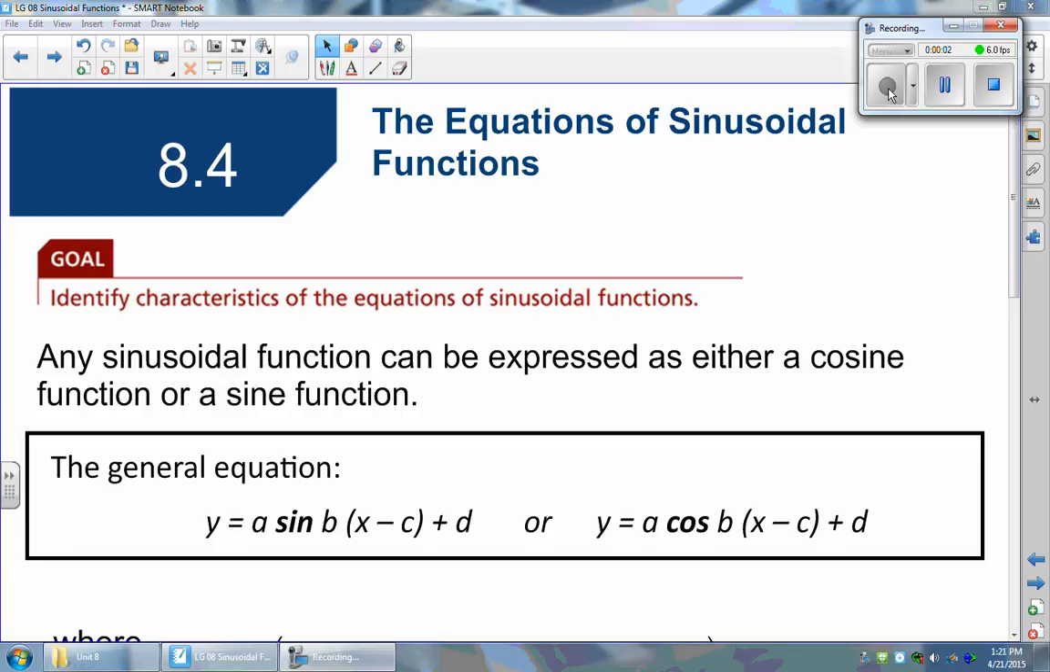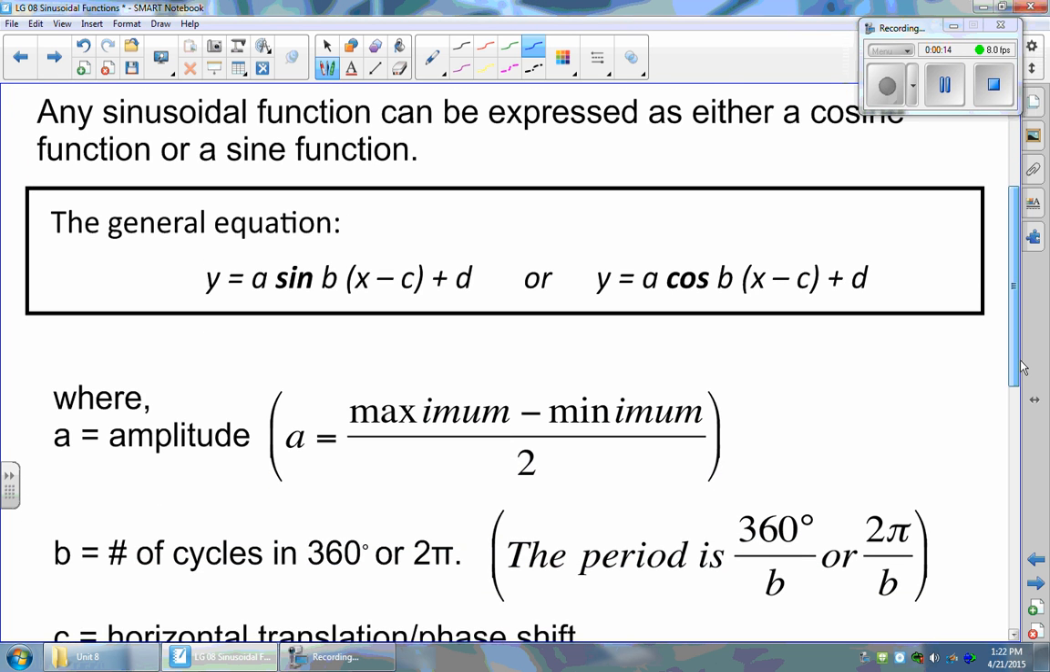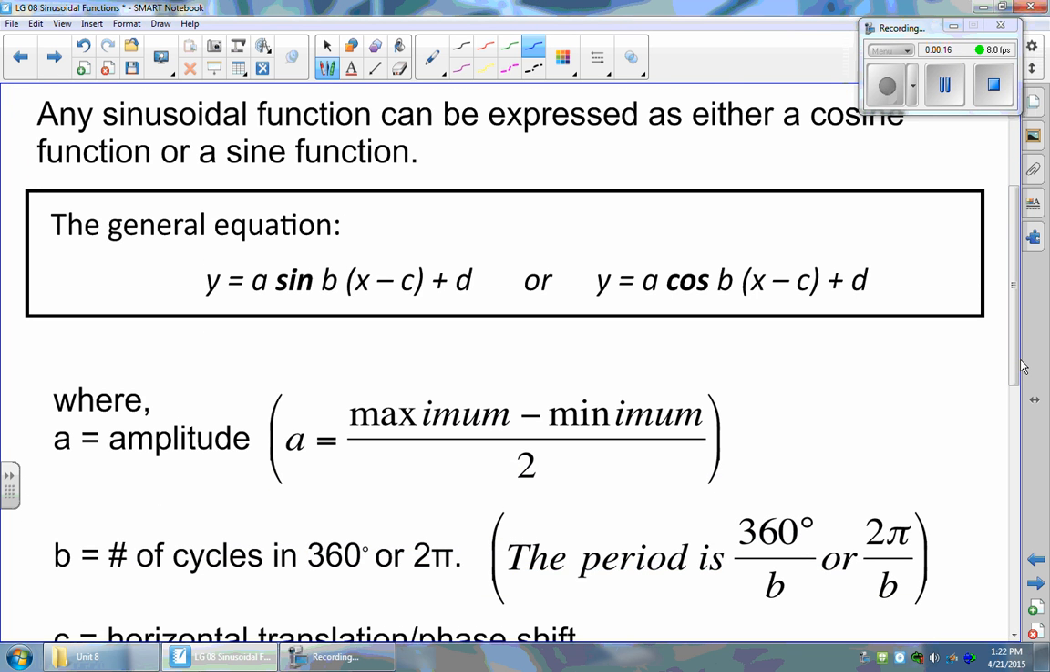All right, 8.4. Today we're going to talk about the equations of sinusoidal functions. So we've already learned that sinusoidal functions can be expressed as either cosine functions or sine functions. And today we're going to learn the general equation. The general equation for a sine or a cos function is y equals a times either sine or cos of b bracket x minus c and then close brackets plus d.